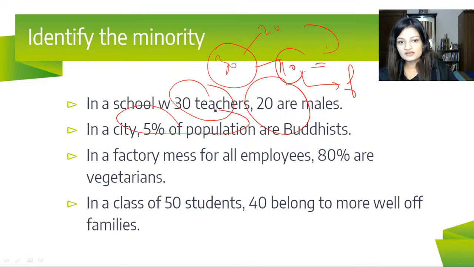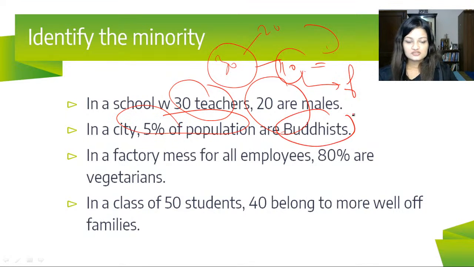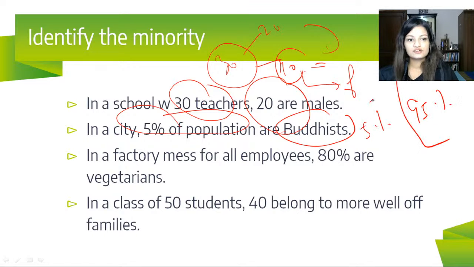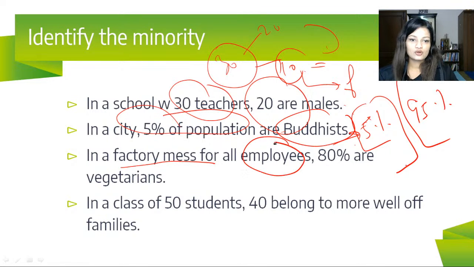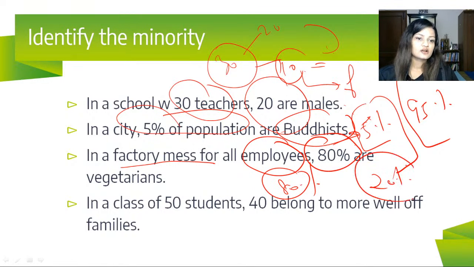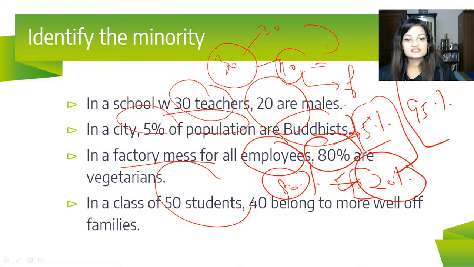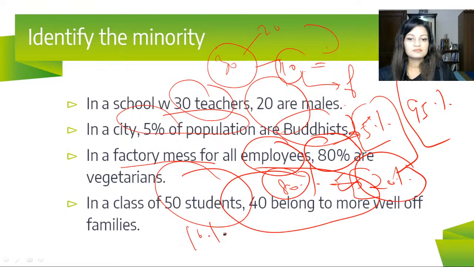Similarly, in a city, there are 5% Buddhists. So if there are 5% Buddhists, then that means that 95% people are of a different religion. ठीक है, तो 5% बुद्धिस्ट जो है वो माइनॉरिटी होंगे. In a factory mess for all employees, 80% are vegetarians. So if 80% are vegetarians, then 20% are going to be non-vegetarians, and so the lesser number is going to be the minority. In a class of 50 students, 40 belong to more well-off families. So then 10 people don't belong to well-off families, and those are going to be the minority.